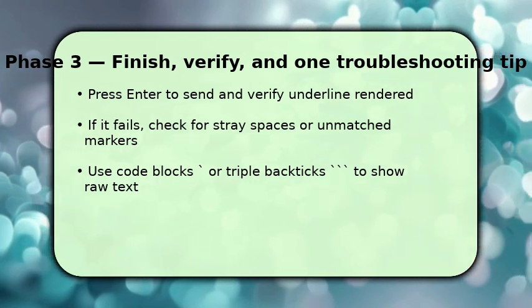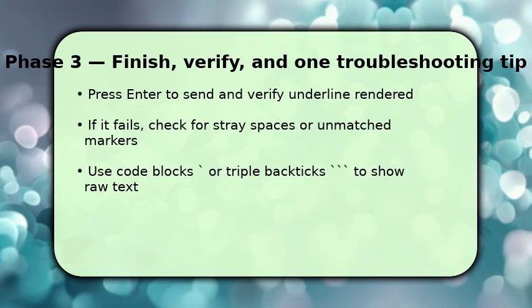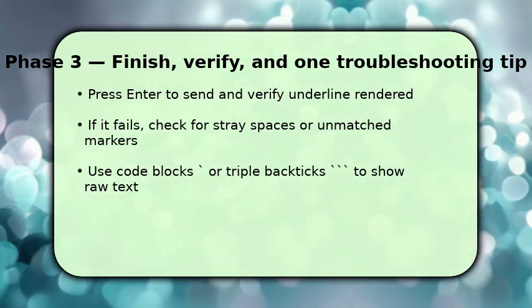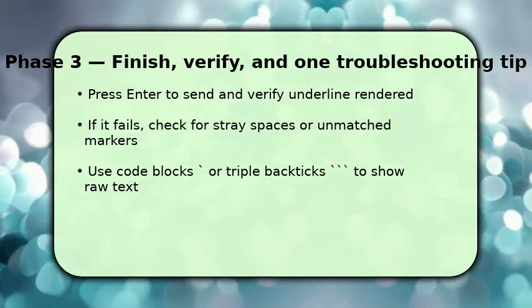If you need to display the raw underscores without formatting, wrap the text in a single backtick or triple backticks for multi-line. This preserves the characters rather than applying styles.